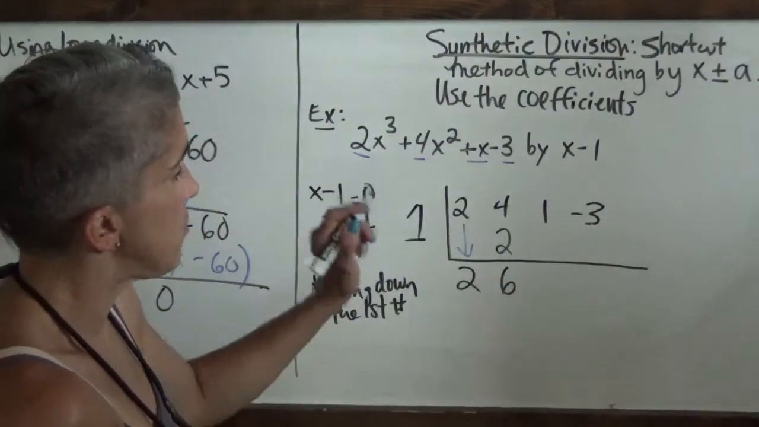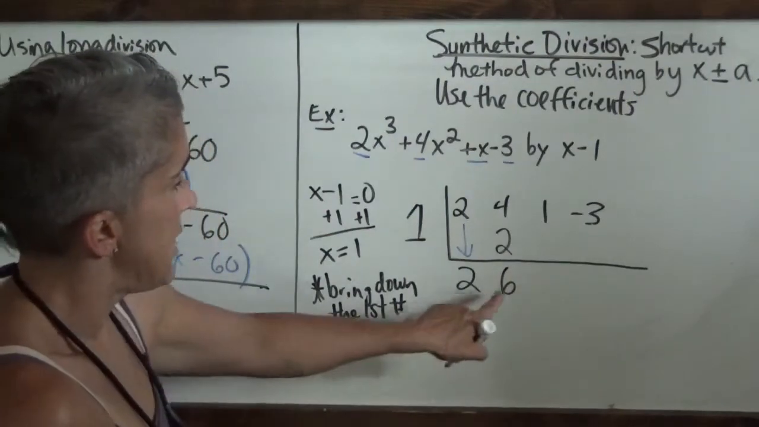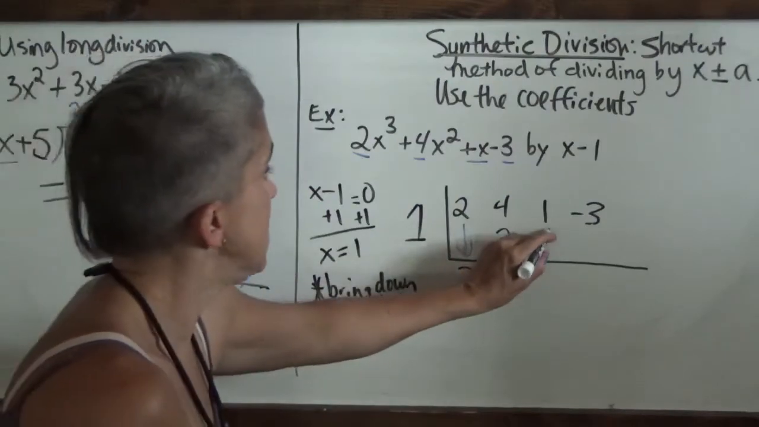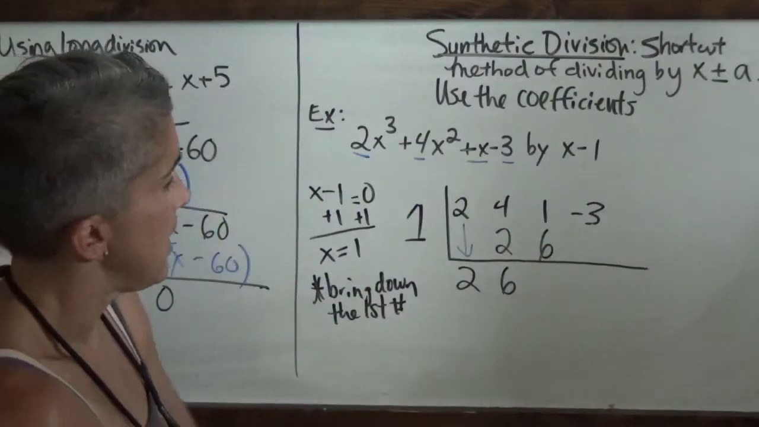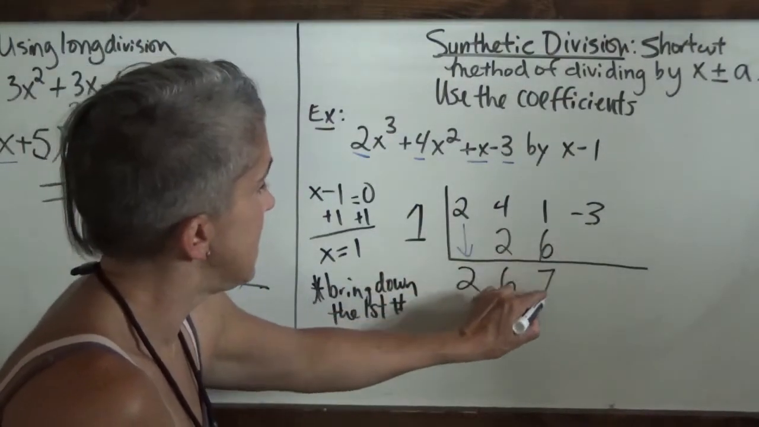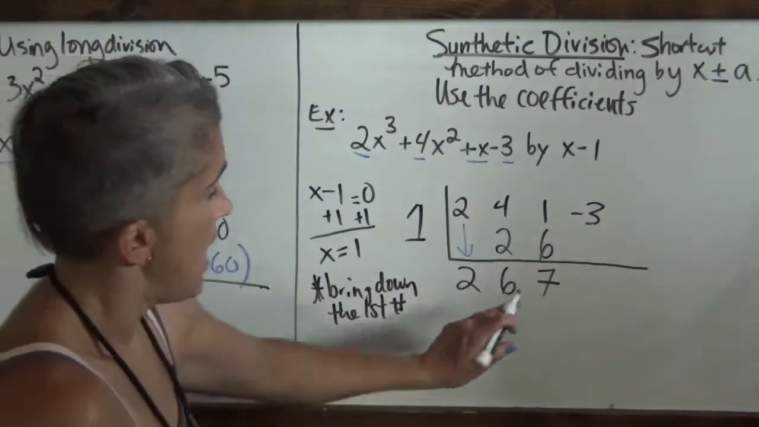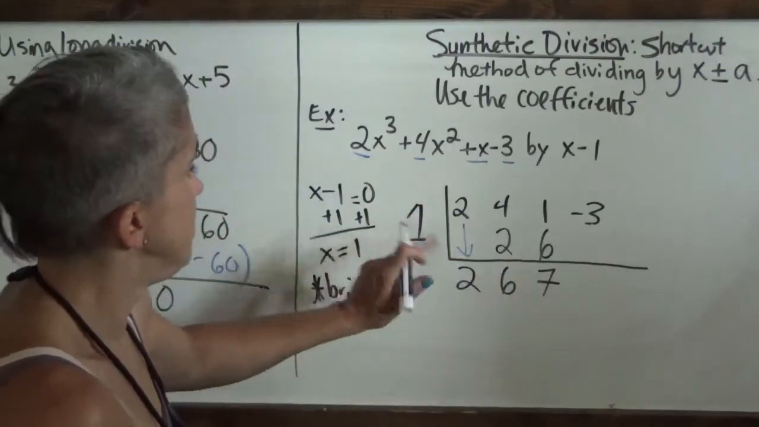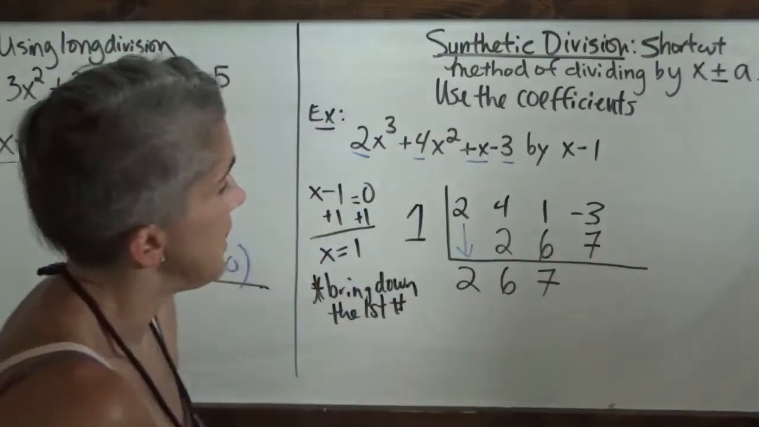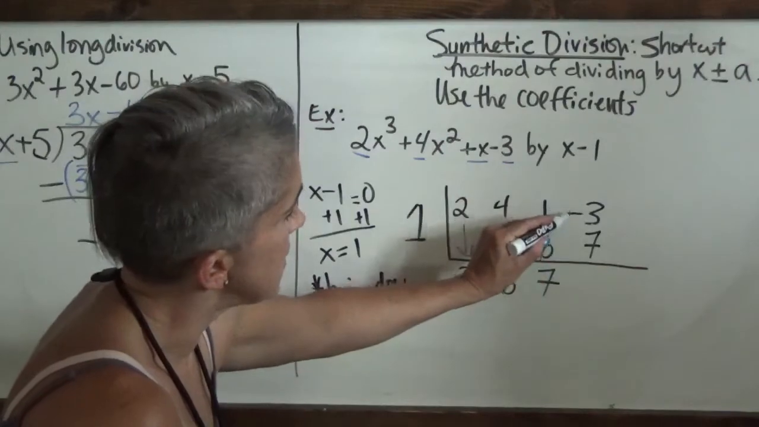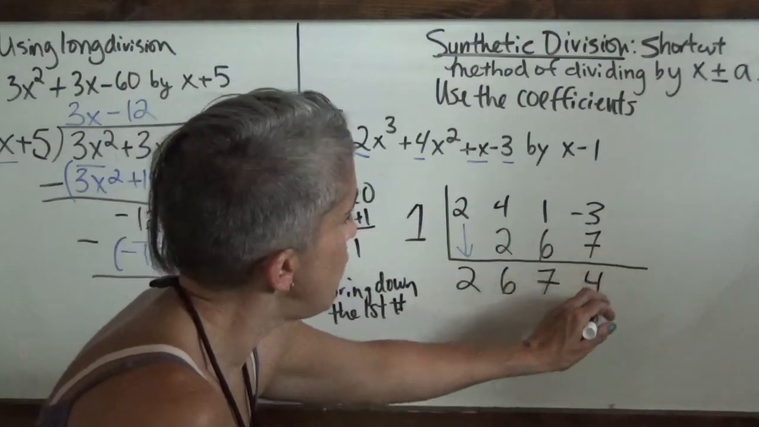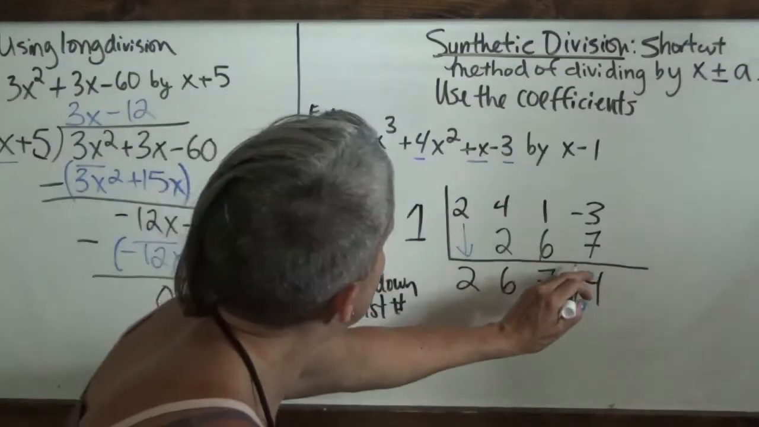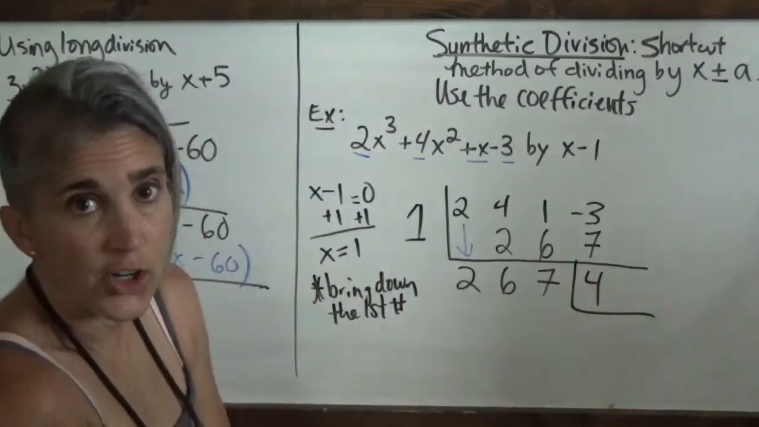I'm going to repeat the process till I get to the very end. Now I'm going to do 6 times 1 on the outside, which is 6. I'm going to put it in the next spot. And 1 plus 6 is 7. Again, take what the result is here, 7. 7 times 1 is 7. Again, I'm going to add this up. Negative 3 plus 7 is 4. So this over here is my remainder.